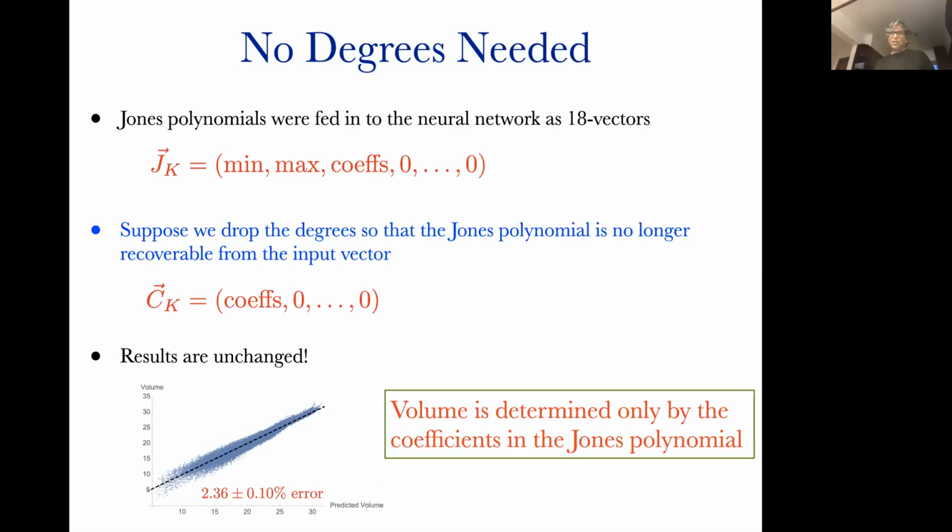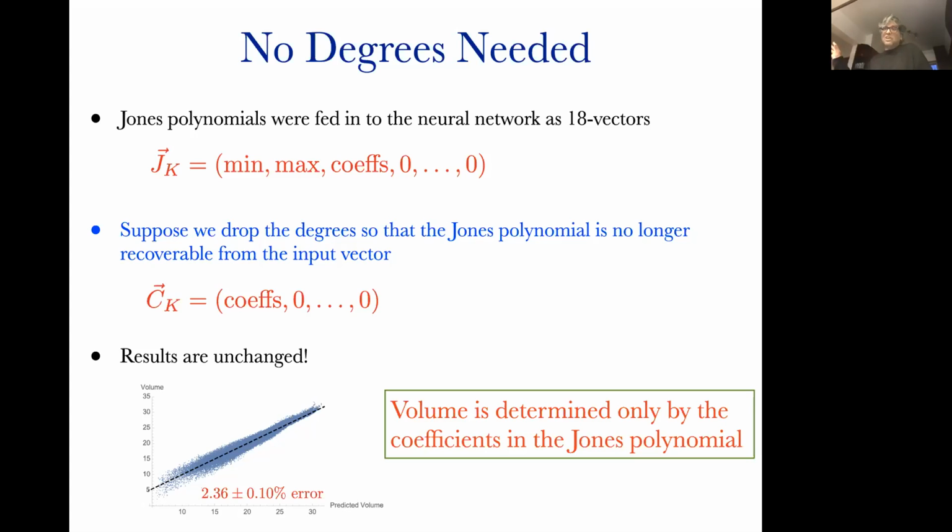So that turns out not to be the case experimentally. If you drop the degrees, you find that the results are unchanged. The degrees are necessary to reconstruct the Jones polynomial, the topological invariant we're discussing, from the input. If you just ignore the information you need to reconstruct the topological invariant and just feed it the coefficients, the performance is unchanged. You get 2.36% error. The volume is determined, as far as the neural network is concerned, only by the coefficients in the Jones polynomial.